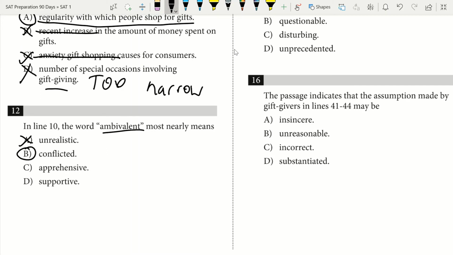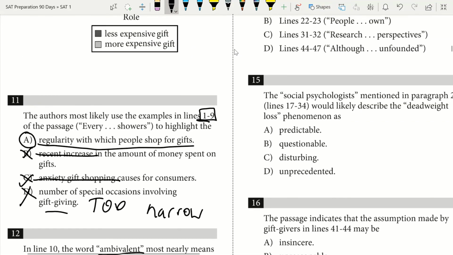In this case, ambivalent, right? Generally ambivalent would be something that's kind of neutral, but in this case it's conflicted because we talked about how there are positives and negatives. We're not talking about apprehensive because they're still doing it. They're still excited to do it, even though they are a little bit fearful of what the recipient will respond with, right? And then we have D, supportive, and that is incorrect because it's really just not even close. So we can get rid of that.